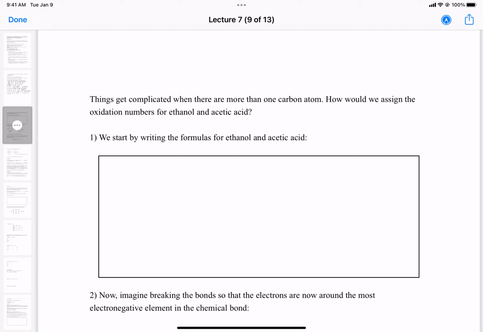So let's write the formulas for ethanol and acetic acid here. So ethanol looks like this. A very important compound, not only as food and drink, but also for fuel, like biodiesel, or used as a fuel alternative. So this is ethanol.